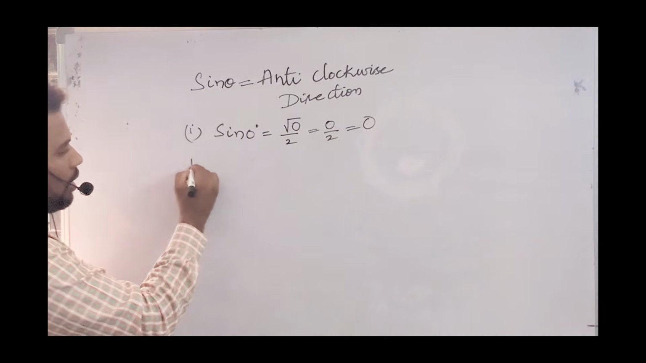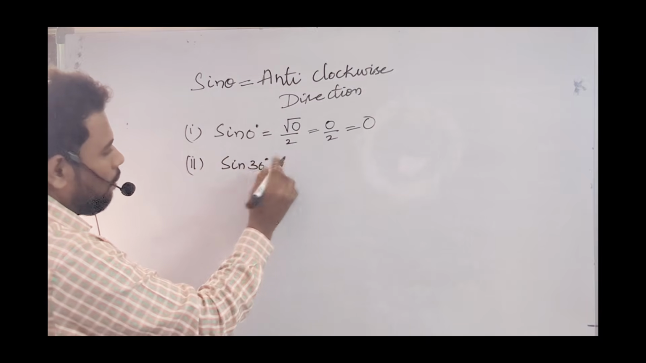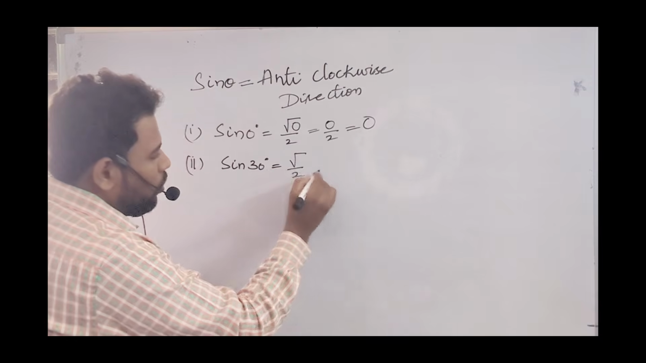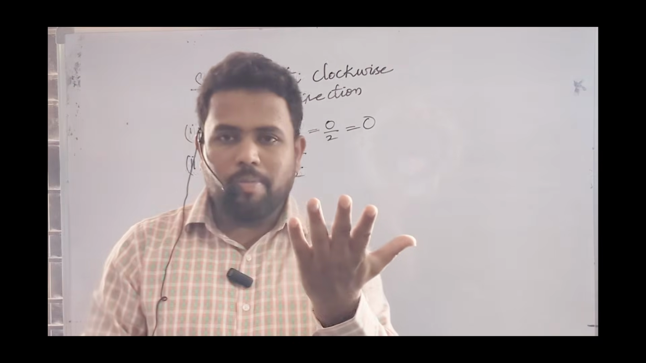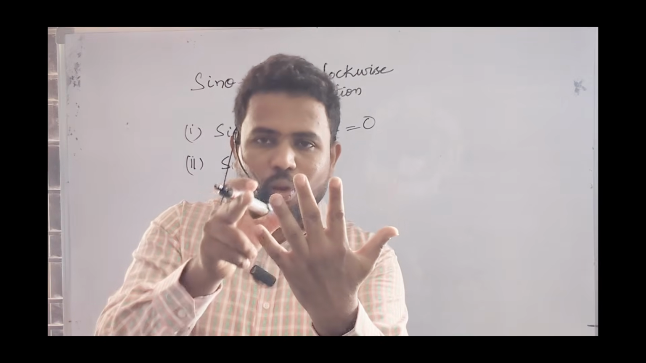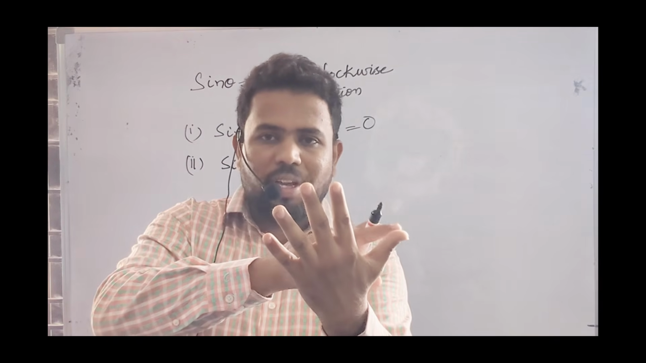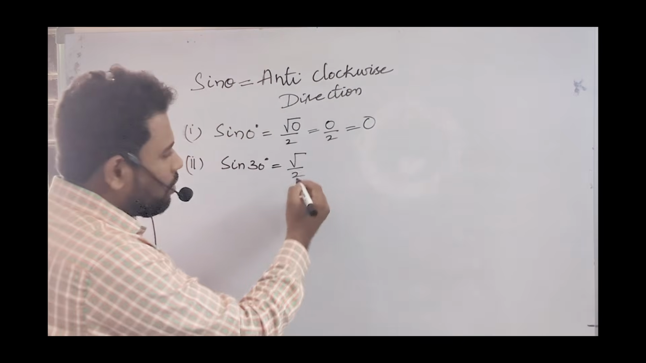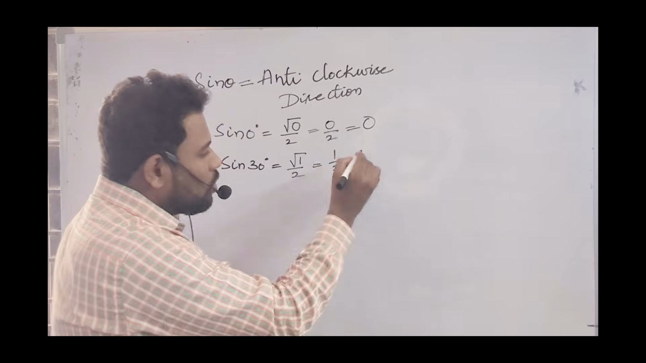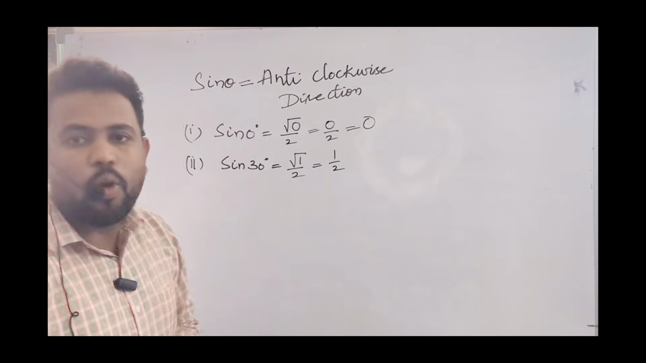Similarly, we will go with the second angle, sine 30 degree. Same, root by 2. This is 30. If you count anti-clockwise, how many fingers are you getting? 1. So right here, 1. Root 1 is 1, so this is 1 by 2. So sine 30 is 1 by 2.